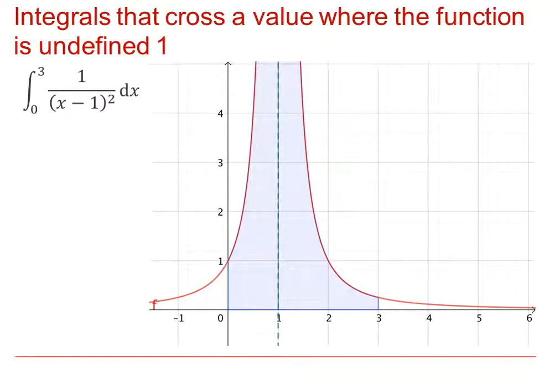Here we would like to integrate 1 over (x minus 1) squared between the limits 0 and 3. However, we can see from the diagram that this function is undefined at x equals 1 and that the area crosses that undefined value.